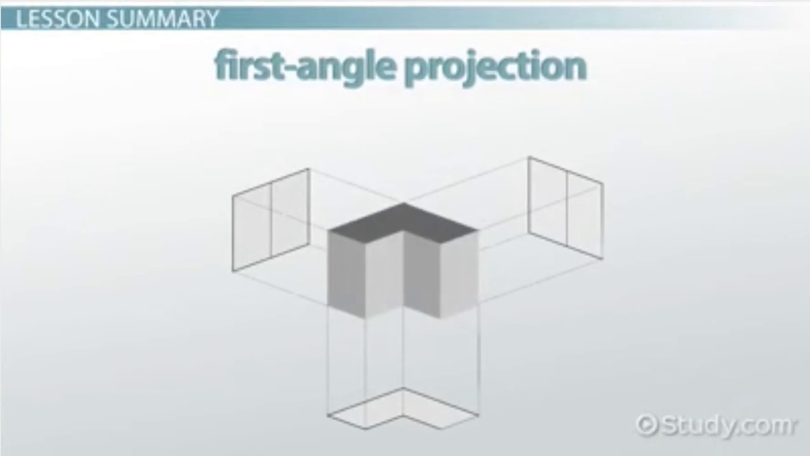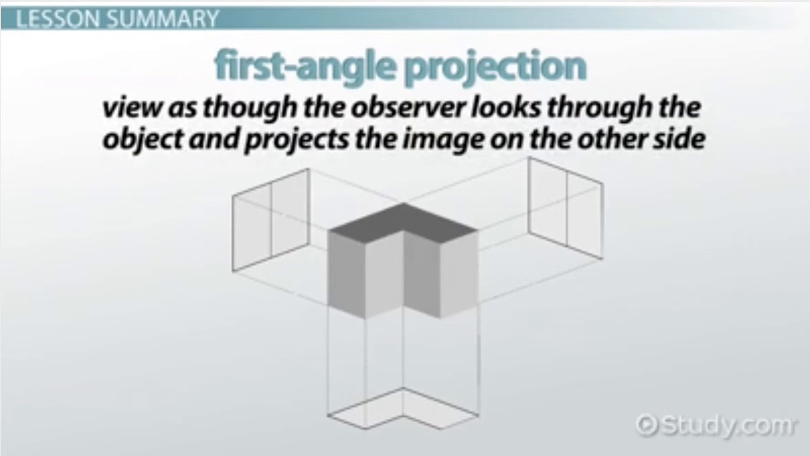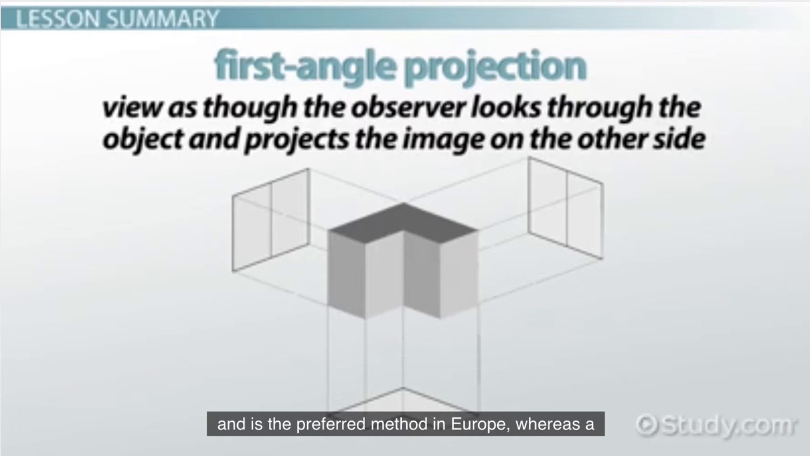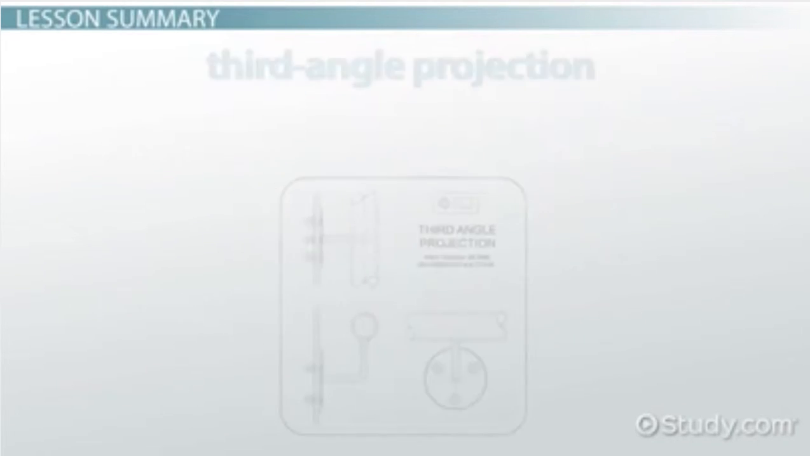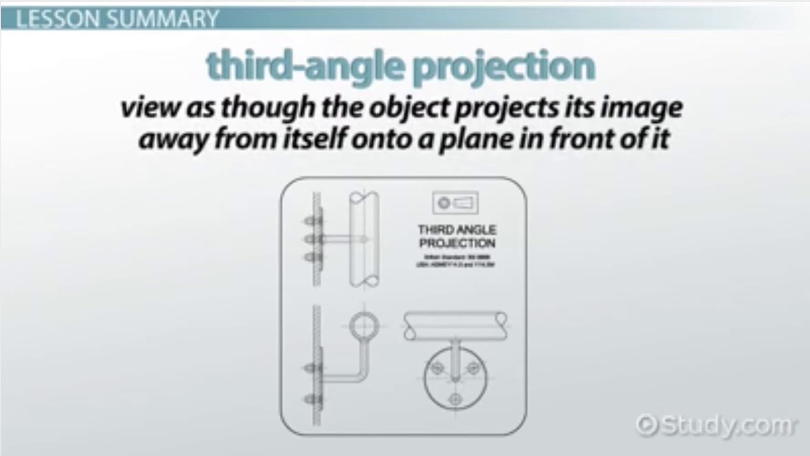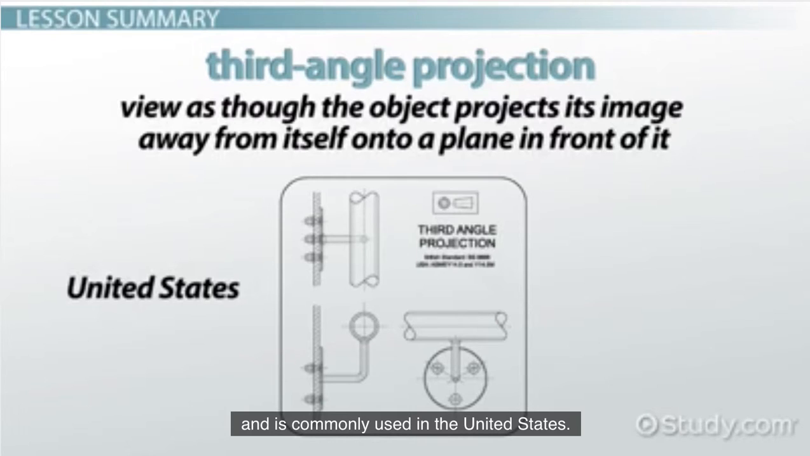A first-angle projection is a view as though the observer looks through the object and projects the image on the other side, and is the preferred method in Europe, whereas a third-angle projection is a view as though the object projects its image away from itself onto a plane in front of it, and is commonly used in the United States.